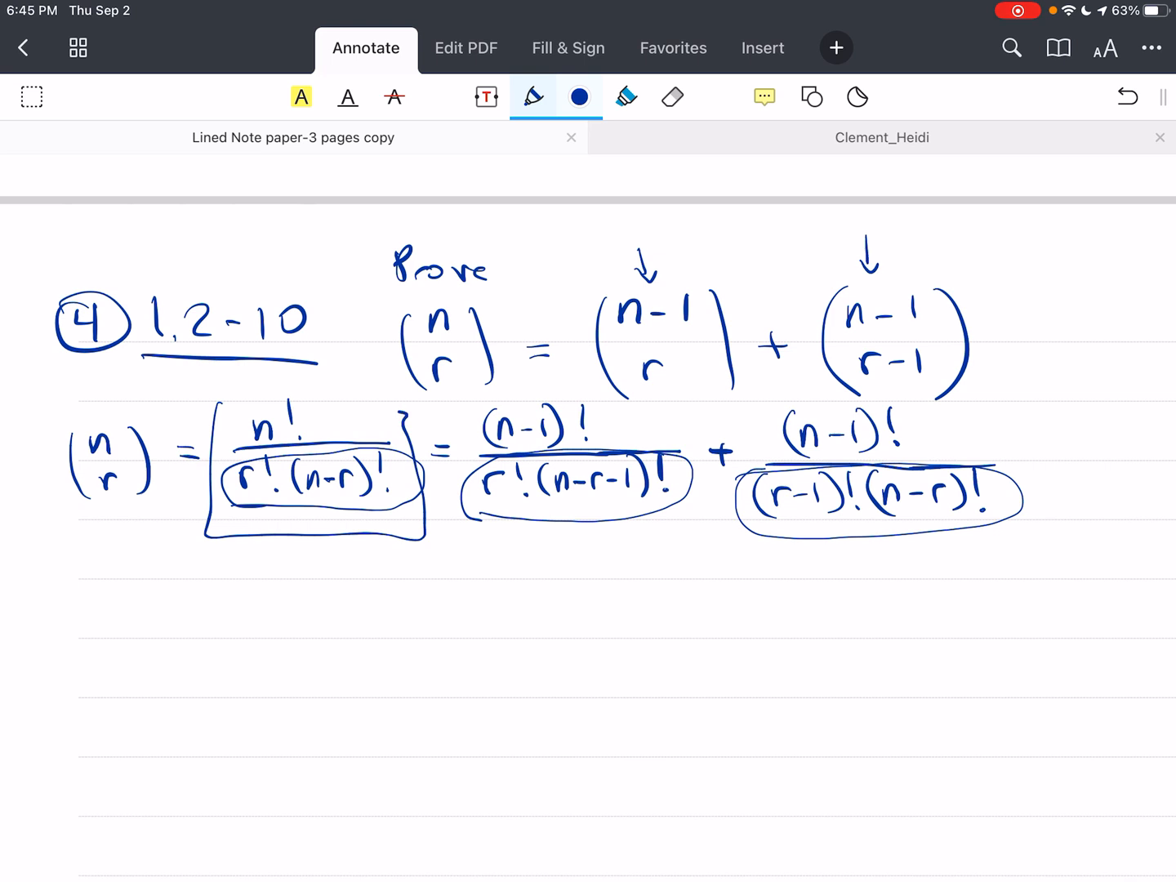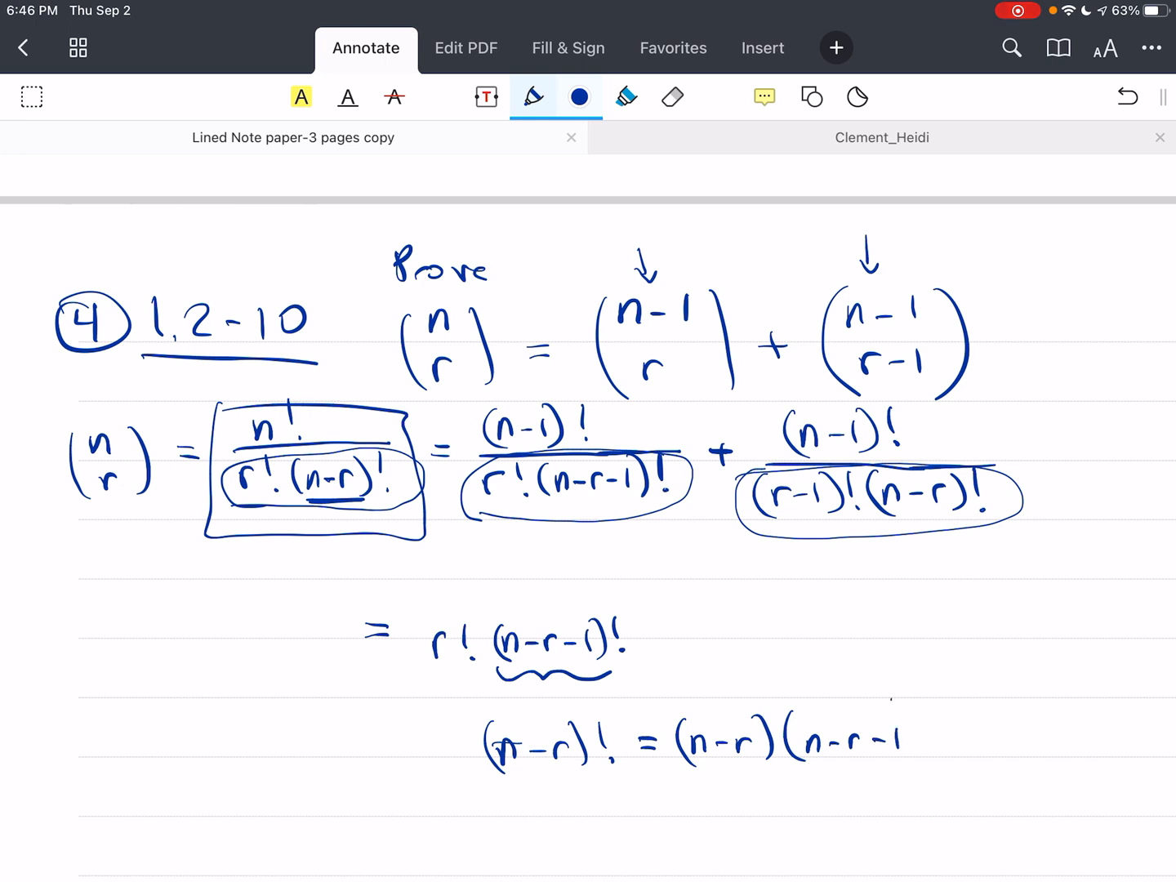I'm not going to mess with this. I'm leaving it alone. I'm going to take this and work on it and try to get it to equal this. Okay. So, first thing that we notice is in the denominator we have r factorial and n minus r minus 1 factorial, and we want to change this to n minus r factorial so that it matches here. And n minus r factorial is equal to n minus r times n minus r minus 1 factorial, right? Because we have n minus r, and then 1 less than that is this. We have this, so we need to multiply by this to get n minus r factorial.